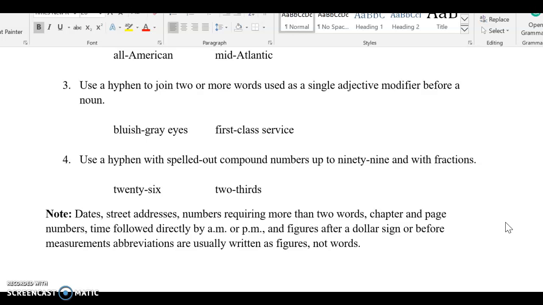Note: dates, street addresses, numbers requiring more than two words, chapter and page numbers, time followed directly by AM or PM, and figures after a dollar sign or before measurement abbreviations are usually written as figures, not words.